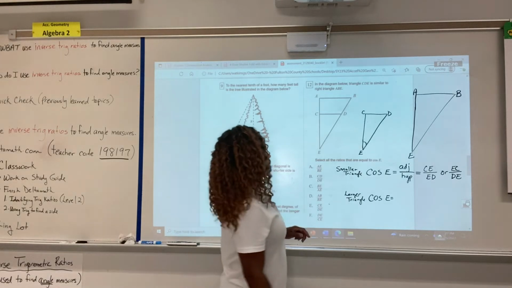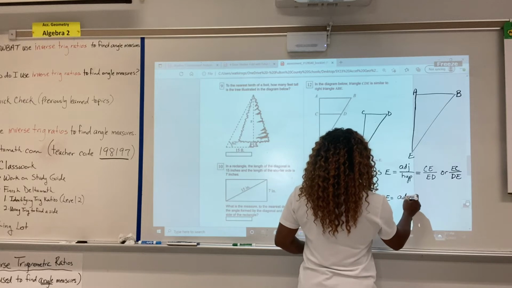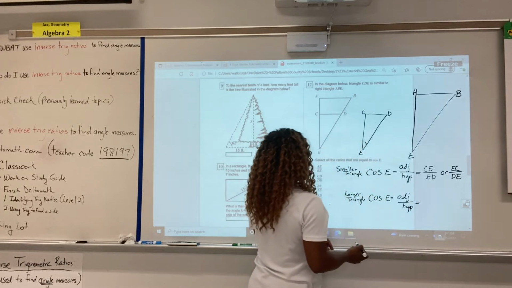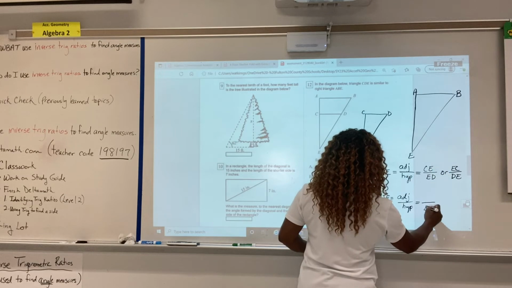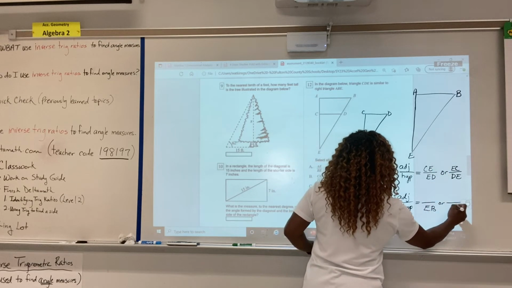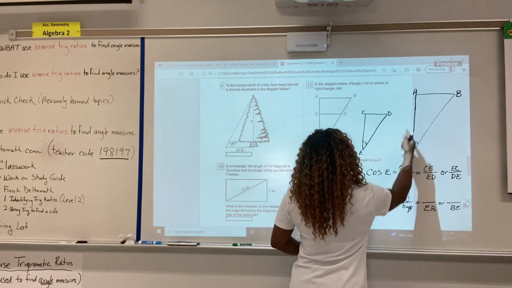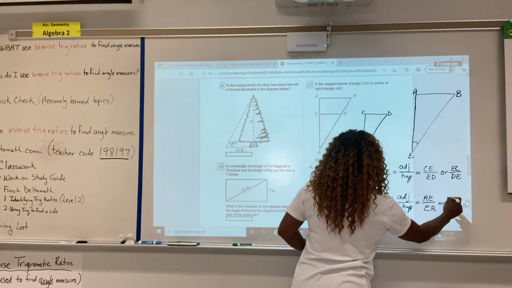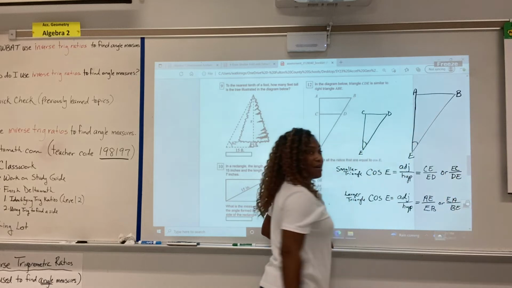Let's do the larger one now. So same thing, we've got the adjacent over the hypotenuse for the larger triangle. So this time, the hypotenuse is going to be EB, so I'll put that there, or it can also be written as BE. Now let's get the adjacent side. Well, from angle E, adjacent is AE, which can also be reversed, and you can put EA. It's not AB, because that would be opposite that side.